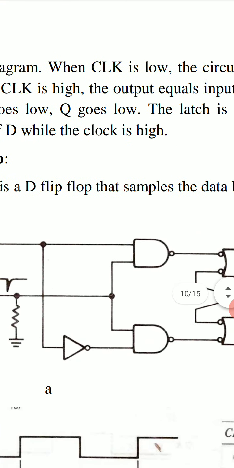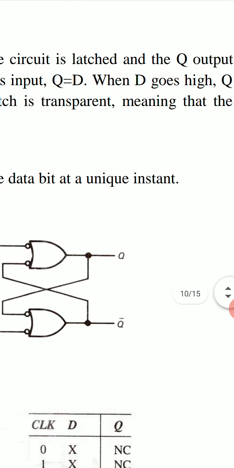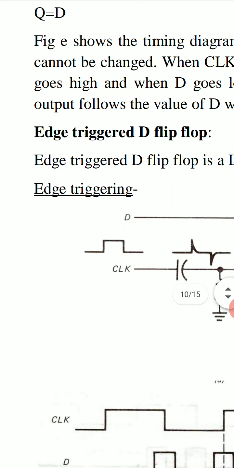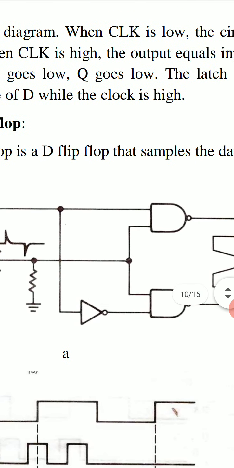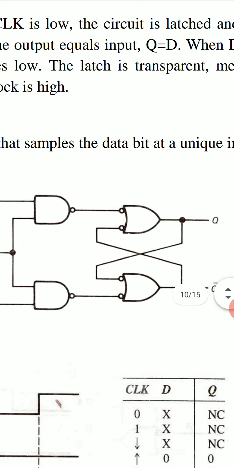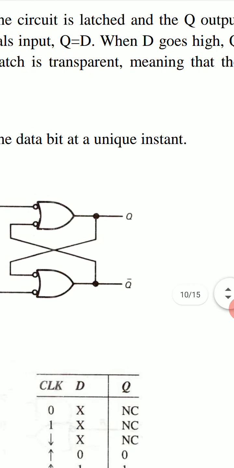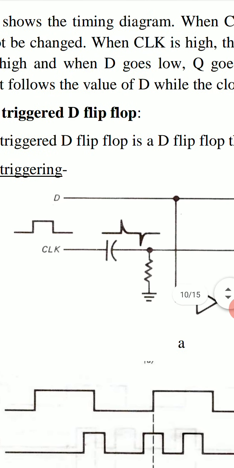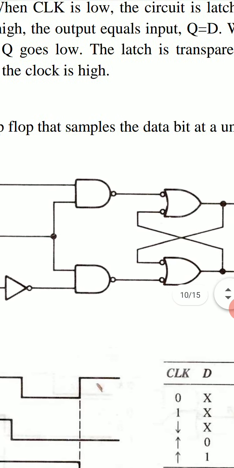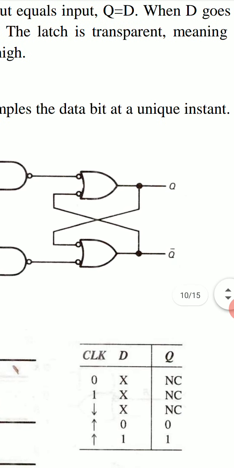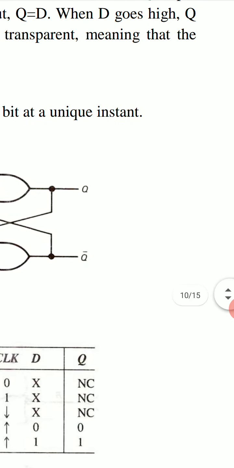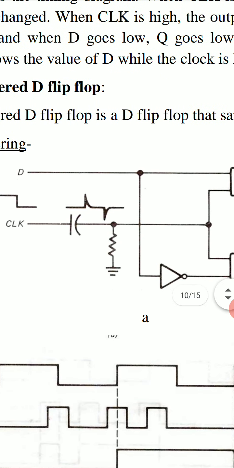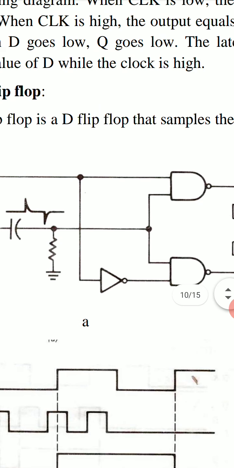When clock is low, the circuit is latched and the Q output cannot be changed. When clock is high, the output equals the input, Q equals D. When D goes to high, Q goes to high, and when D goes to low, Q goes to low. The latch is transparent, meaning that the output follows the value of D while the clock is high.